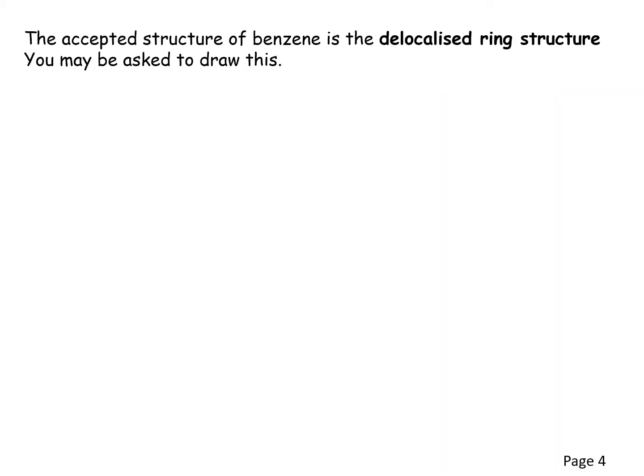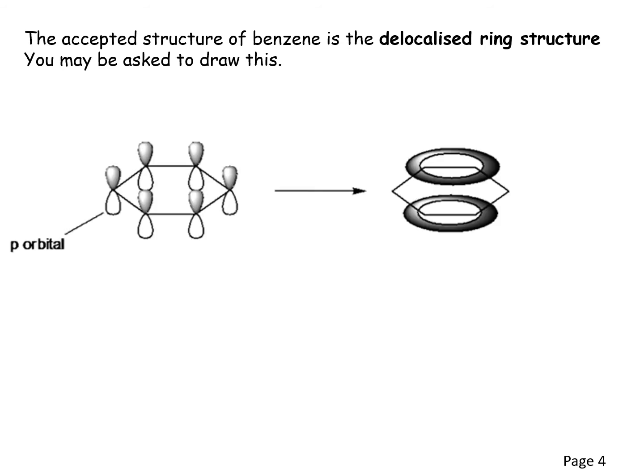So the accepted structure for benzene these days is known as the delocalized ring structure. Bad news is you may be asked to draw this in the exam. So the diagram below is taken from an exam mark scheme. This is the simplest diagram that will ensure that you get the marks. Now, any diagram requires labels. Very important that you label it.